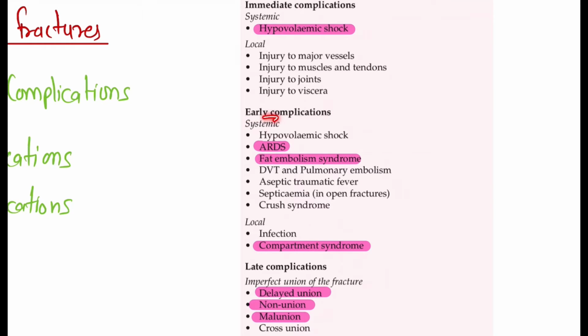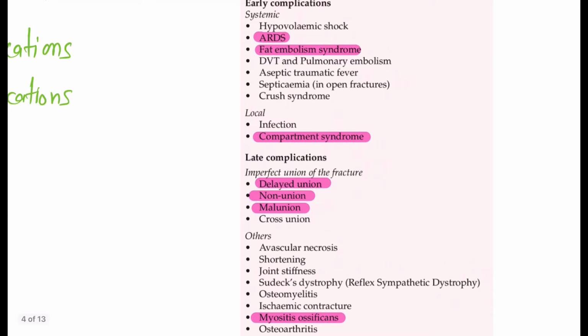These are also divided into systemic and local complications. In systemic, again we have hypovolemic shock, then ARDS, then fat embolism syndrome, then others are there which are not important for us. Then in local complications, infection and compartment syndrome. Those I have highlighted. These are of importance from our perspective. Okay. Then we have late complications.